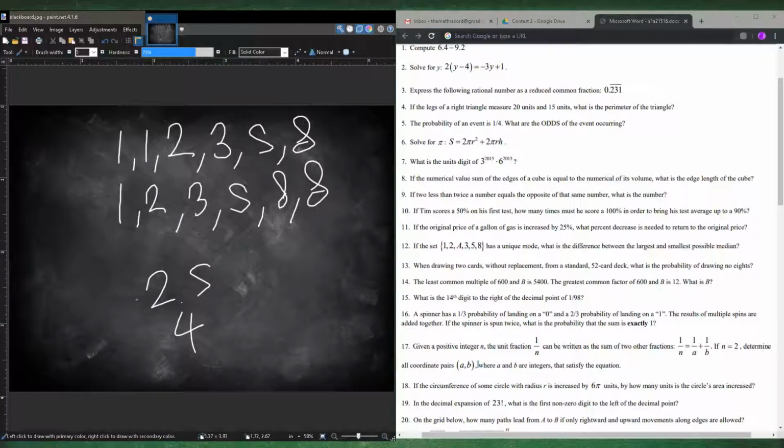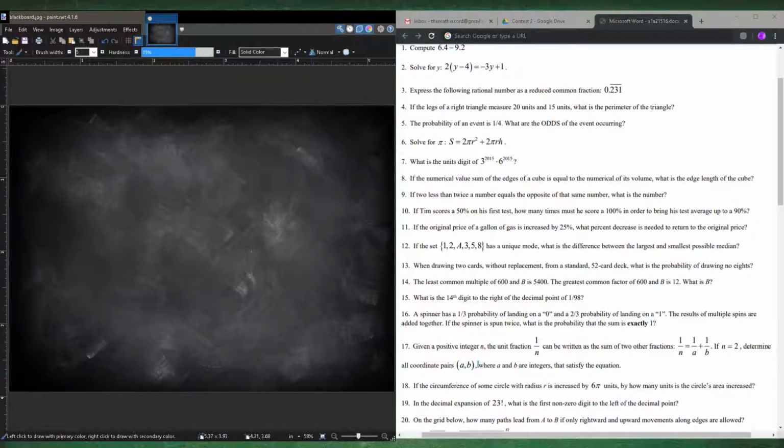So the smallest median is 2.5, and the largest is 4, because the lowest amount of A is 1, and the highest amount of A is 8. So technically, these would be the smallest and the largest medians. So 4 minus 2.5 is 1.5. So the answer is 1.5. That's the difference between the largest and smallest possible median.